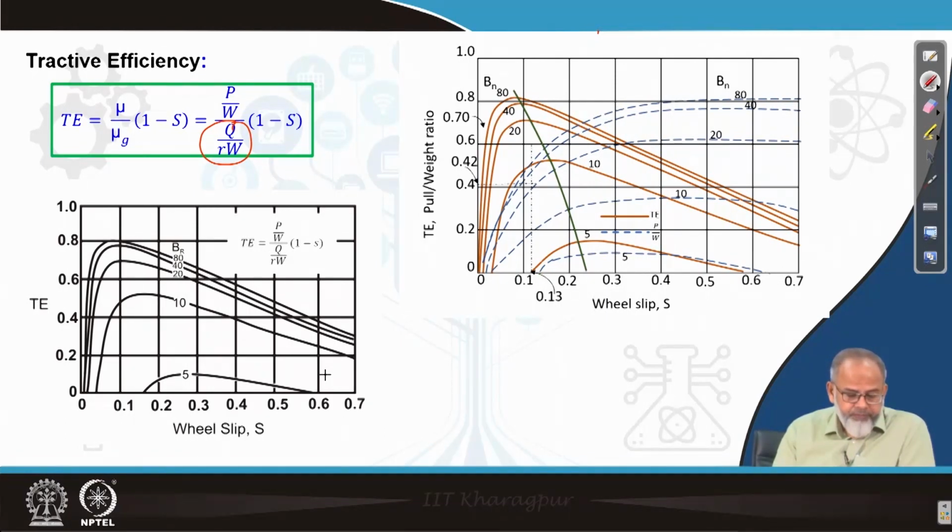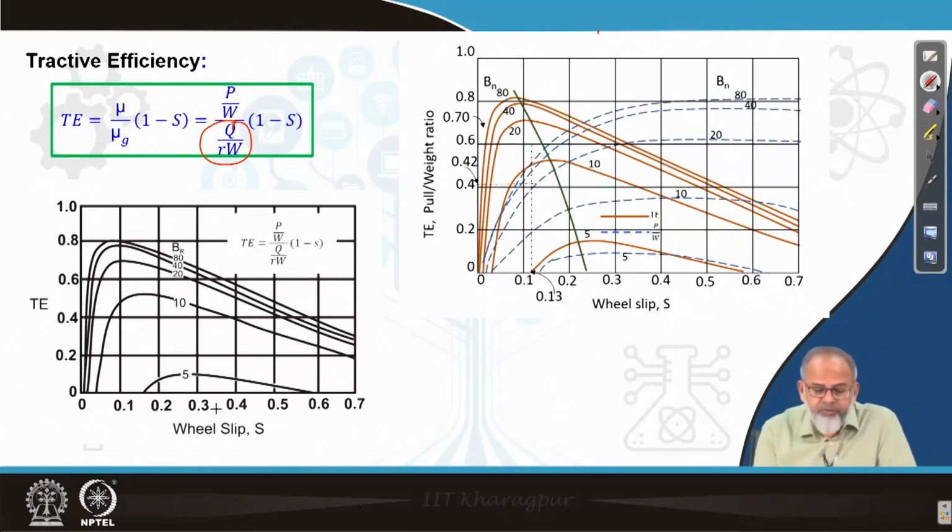input power which is lost due to slippage. Okay. If the slip is less than 5%, there is loss. Most of the power is used for overcoming the rolling resistance. If the slip is more than 20%, most of the power is lost because of the wheel slip. So, we have to operate in between these two so that we can get maximum tractive efficiency.